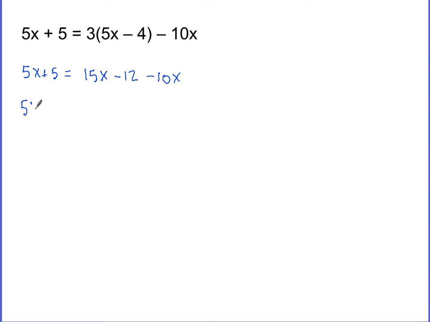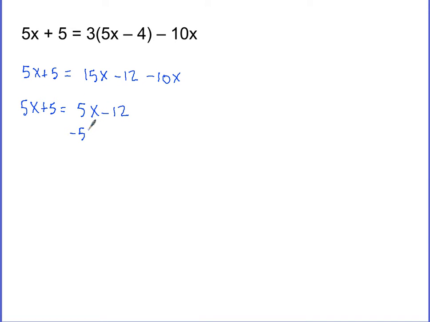So 5x plus 5 doesn't change. And then I've got 15x minus 10x. I can combine those two like terms. I can simplify this. So 15x minus 10x is 5x minus 12. And now I can start the process of solving.